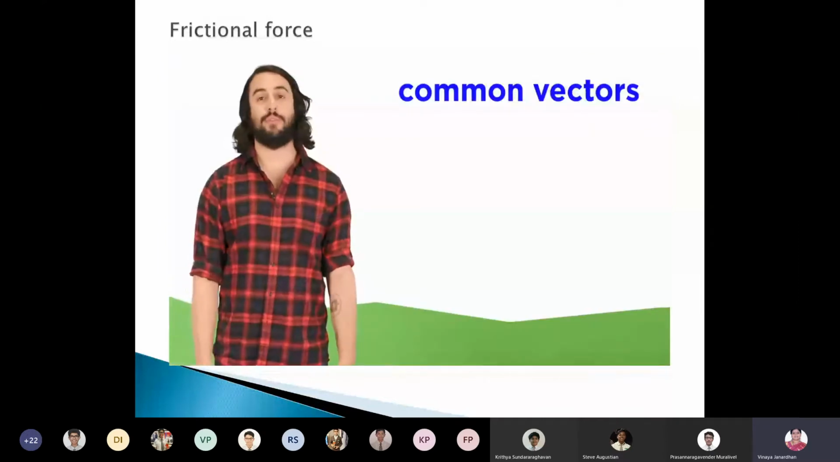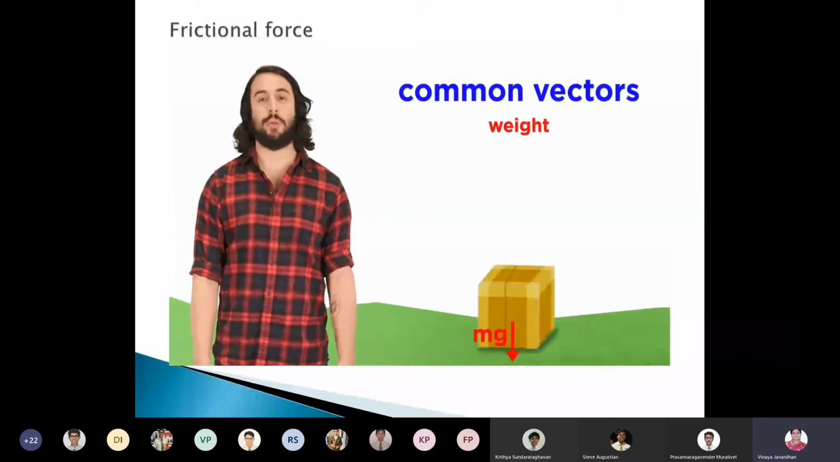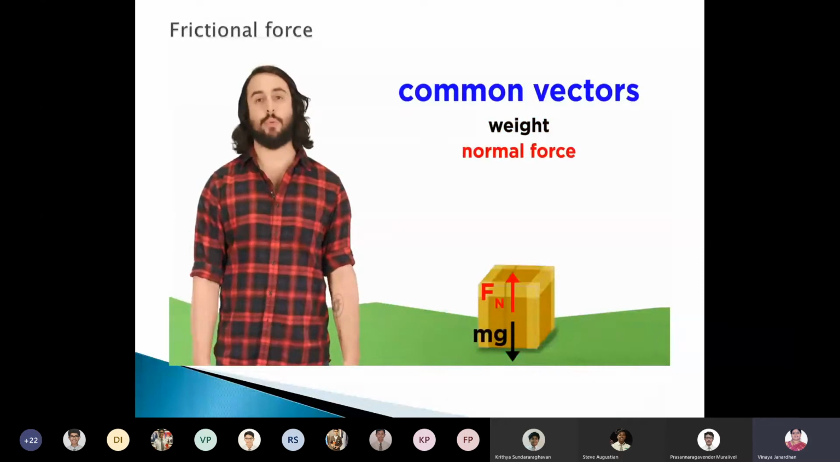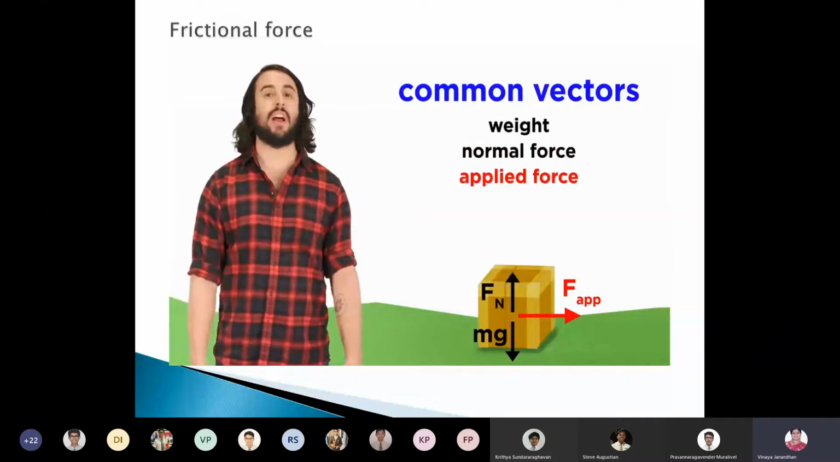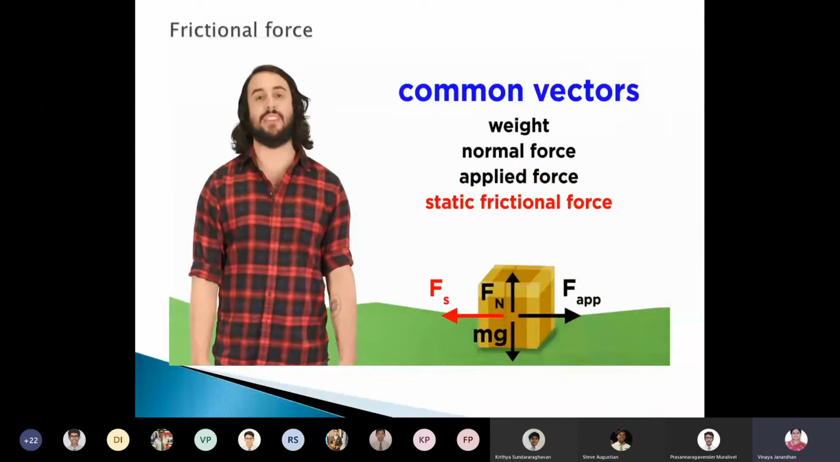So by now we are familiar with a few of the vectors we will commonly use in physics. An object at rest on a flat surface on Earth will experience a downward force due to its weight, as well as an upward normal force that is equal in magnitude. If some horizontal force is applied, there will also be an opposing frictional force. If the applied force is less than the maximum static frictional force of that surface, the horizontal vectors will cancel each other out, just like the vertical ones, and the object will remain at rest.